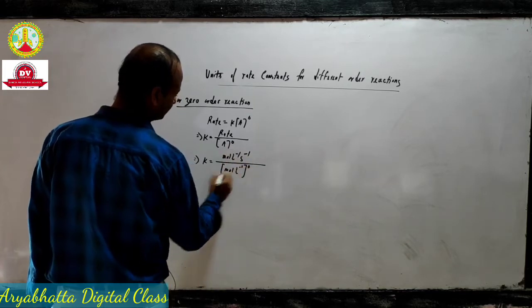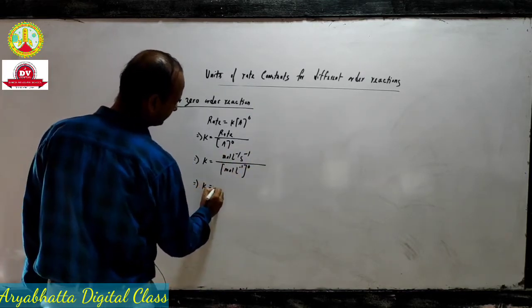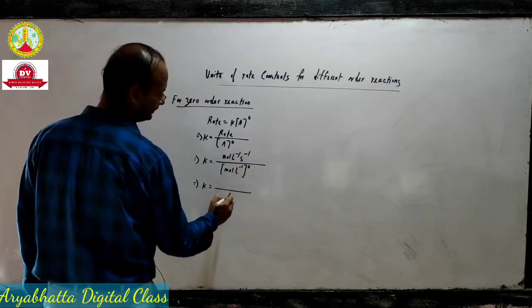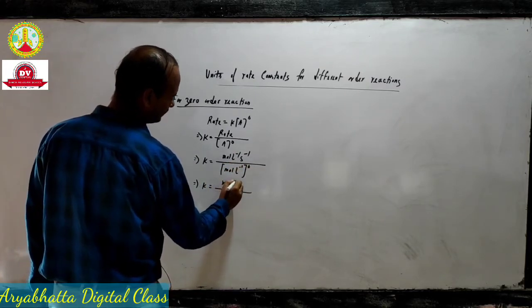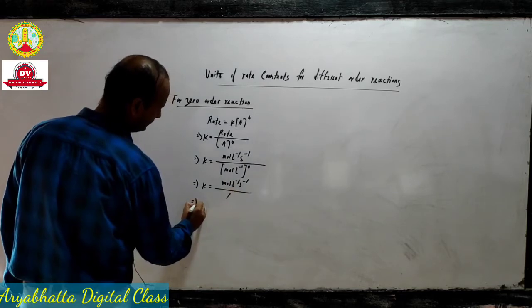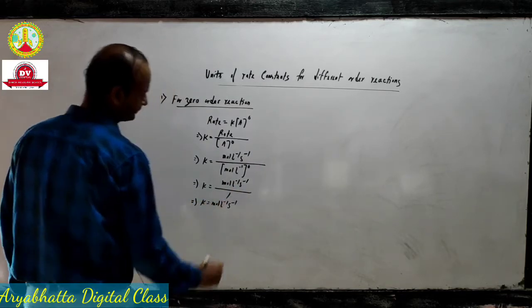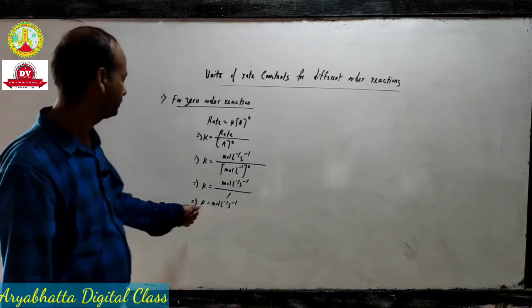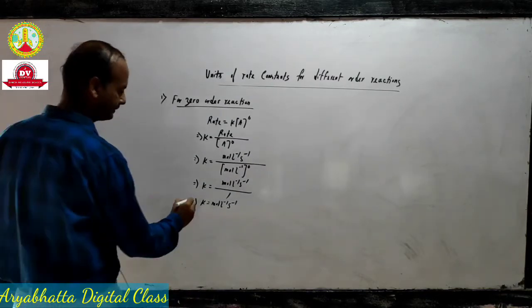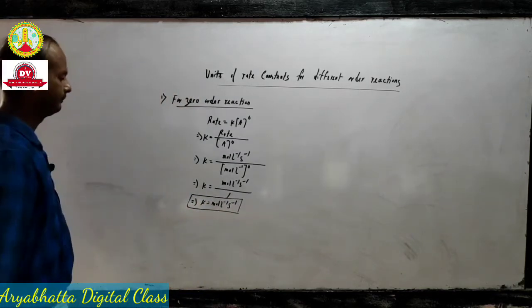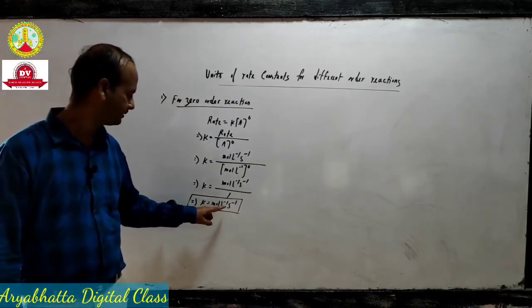So this is 0, so this term obviously will be 1, because anything to the power 0 means 1. So the unit is mol litre inverse, second inverse. This is the unit of rate constant for zero order reaction. I showed this in the last class. Look at the unit: mol litre inverse, second inverse.